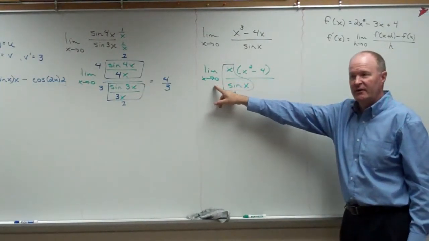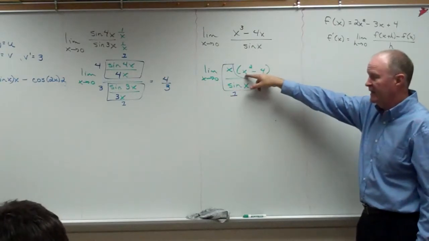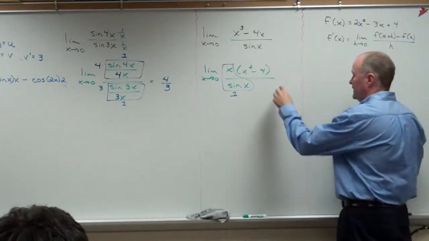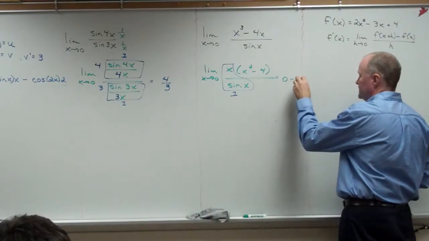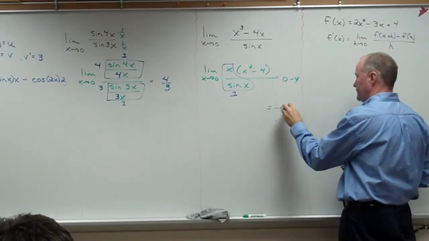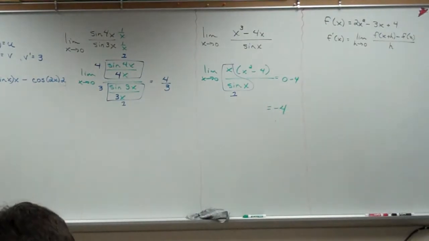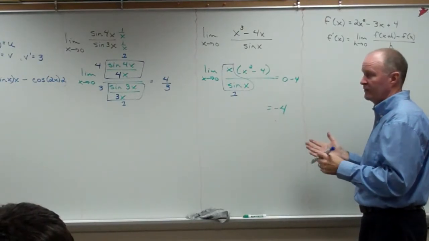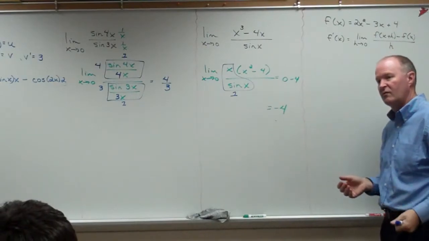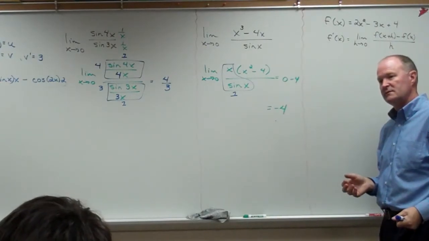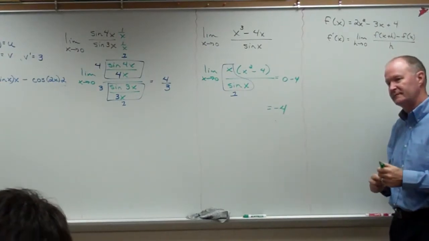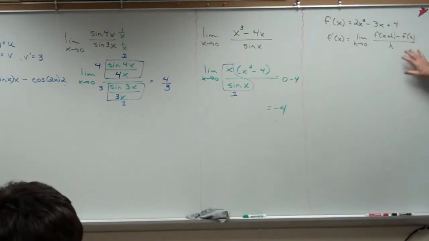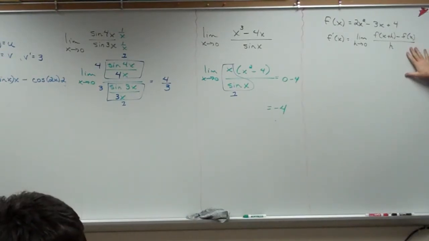Now what should I try to do? If I plug it in, now I've got 0 minus 4, or negative 4. Either way, you're going to get negative 4. You get negative 2 and positive 2, and you multiply them and get negative 4. All right, limit question?